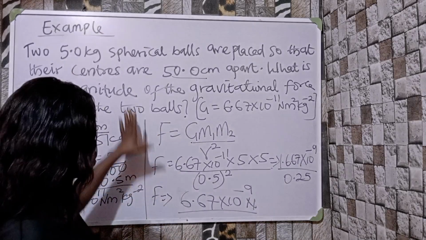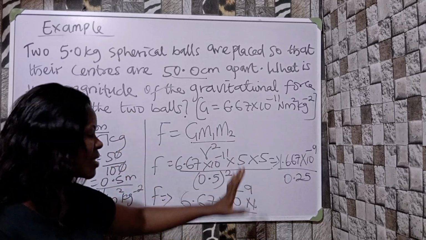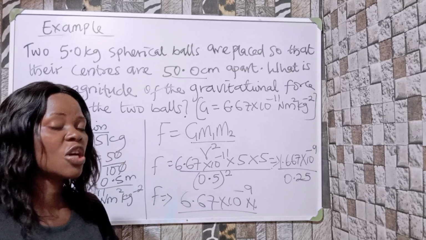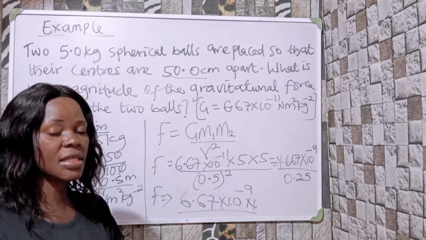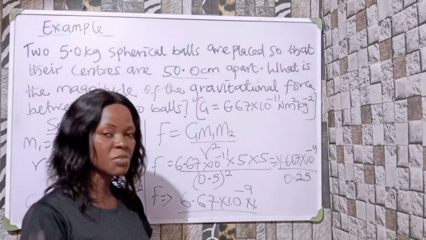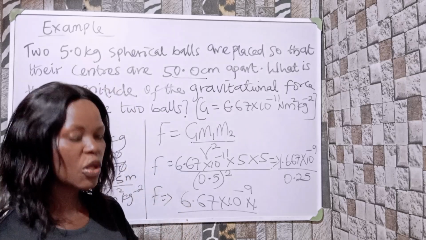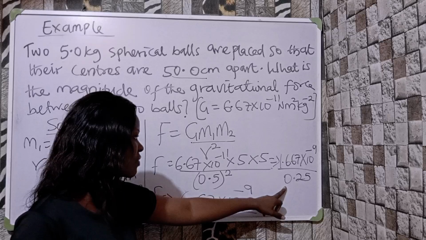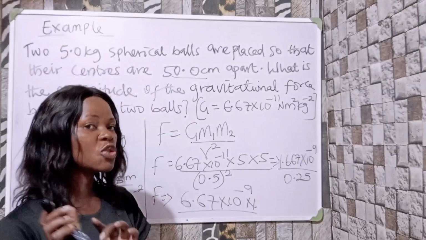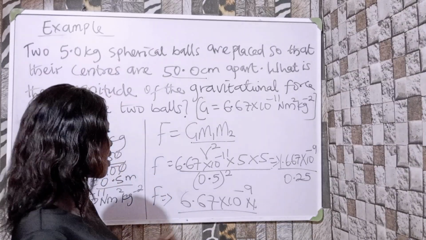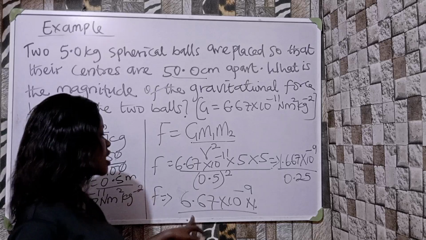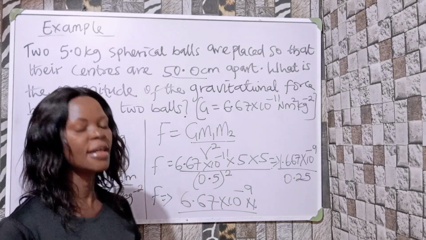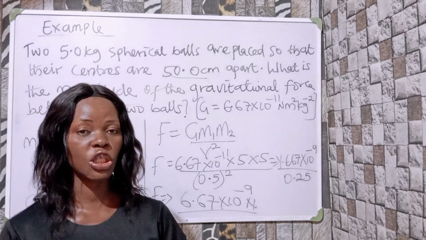So if you have such a problem, just state your parameters, and mind you, your radius, or distance, must be in meters. If the distance separating them is in centimeter and you did not convert it to meter, you're going to get a wrong answer. So don't make that mistake. By the time you divide, make sure you know how to use your calculator very well. You're going to get F as 6.67 times 10 raised to power minus 9. So this is how we can solve such a problem.